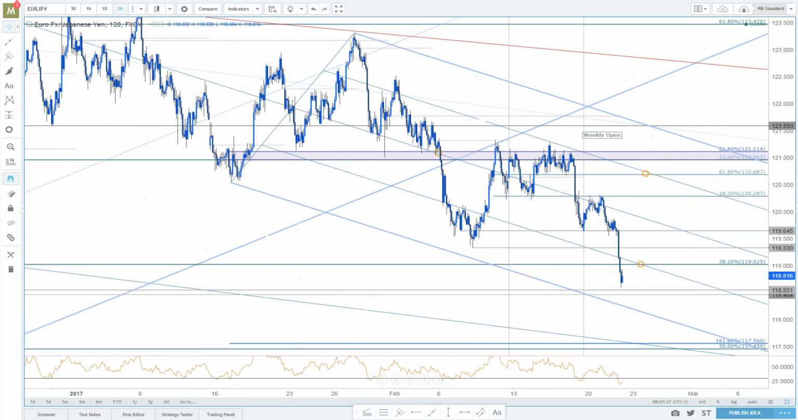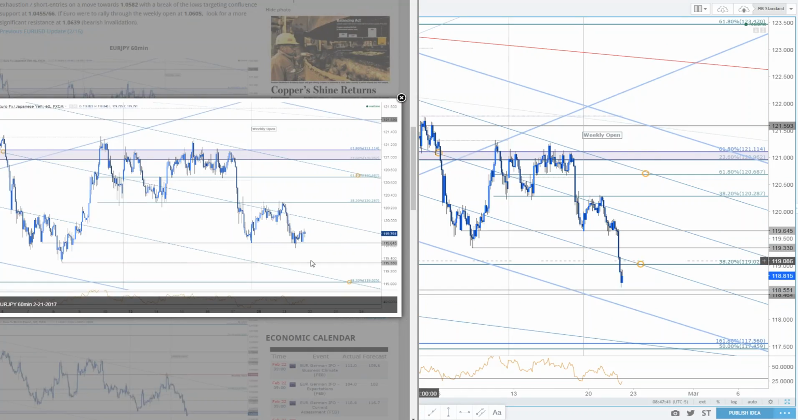All right, any questions on Euro yen? Beautiful play. Probably one of the cleanest. Pound was really clean too. We'll look at that in a moment, but that's a perfect example, guys, of how weekly opening ranges work. You set a low, you test a high, you retest the high, you retest the low, and just wait for that break. Euro pound is up next.